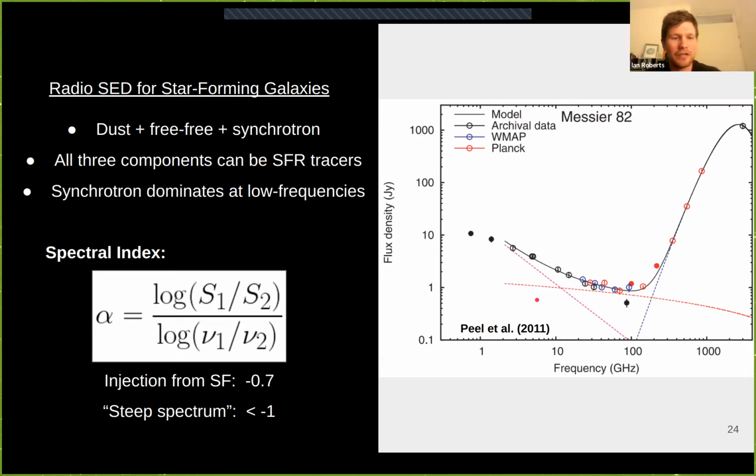So, rough values you would expect for this spectral index: after injection from star formation, so from supernovae, you typically get a value of minus 0.7 or so. Then if you have what is often referred to as a steep spectrum source, this spectral index steepens to minus 1 or even more negative. This is what I was talking about earlier when I said that LOFAR and these low frequencies are best for finding these types of tails, because you win a lot in terms of flux density as you move to lower and lower frequencies, especially if you have an object that has a steep spectrum.